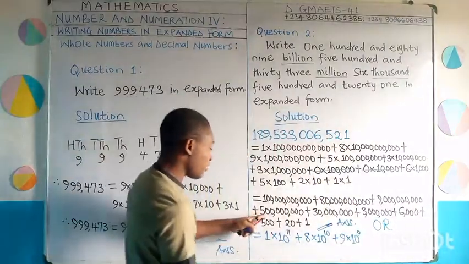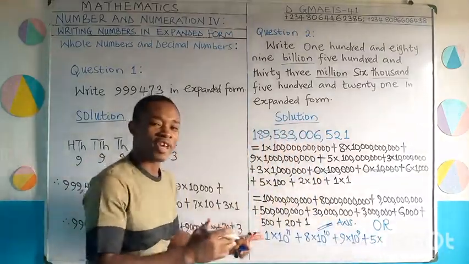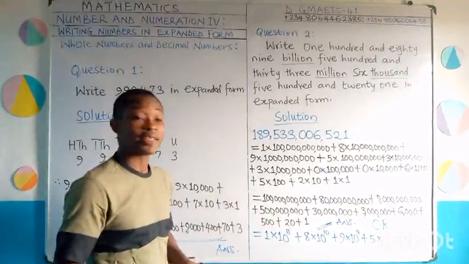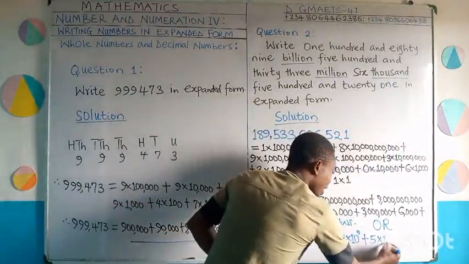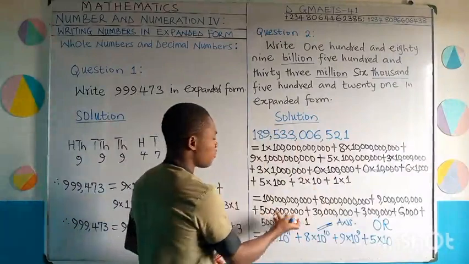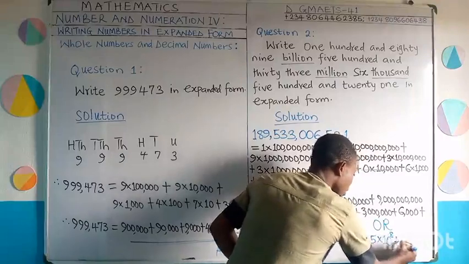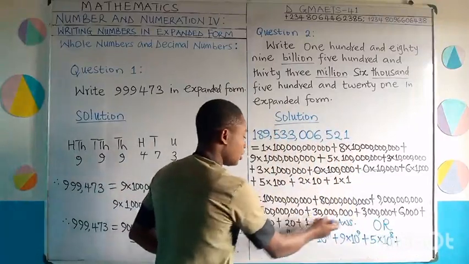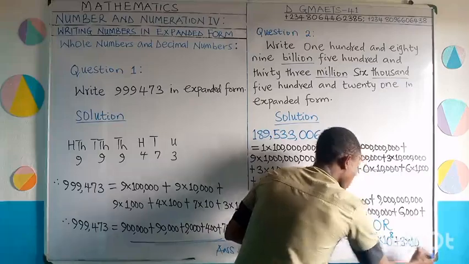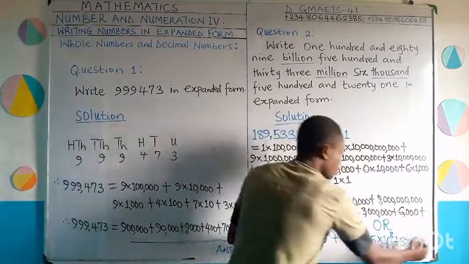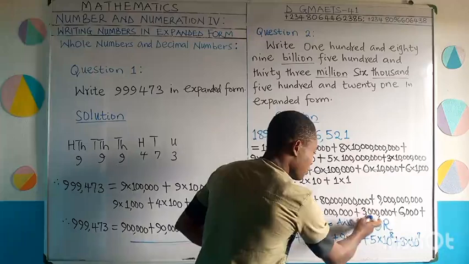You keep moving. This is 500 million. Bring out the 5, which is the first non-zero digit, that is, the digit that is not 0. So multiply by 10, and then raised to power, how many zeros do you have in 500 million? That's 8 zeros, so it's going to be power 8. Plus, you move again to this 30 million. The first digit there is 3. You multiply by 10 raised to the power of, how many zeros do you have in 30 million? 7 zeros. And this takes us to the next one, 3 million.